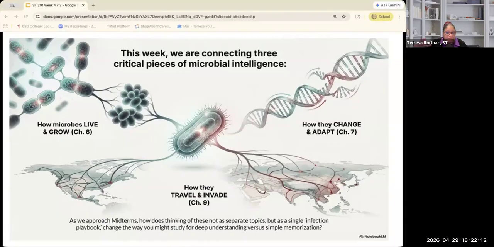As we get closer to midterms, instead of studying 6, 7, and 9 separately, I want you to ask yourself, how does growth support invasion? How does invasion create pressure to adapt? And how does adaptation change treatment and prevention? That's the deeper understanding. Microbes succeed when we think in pieces, but we succeed when we think in patterns.